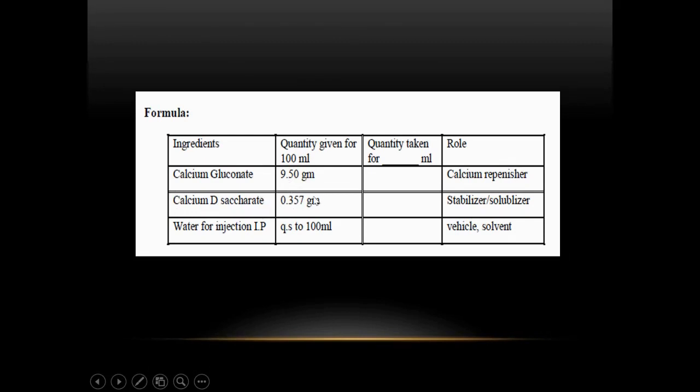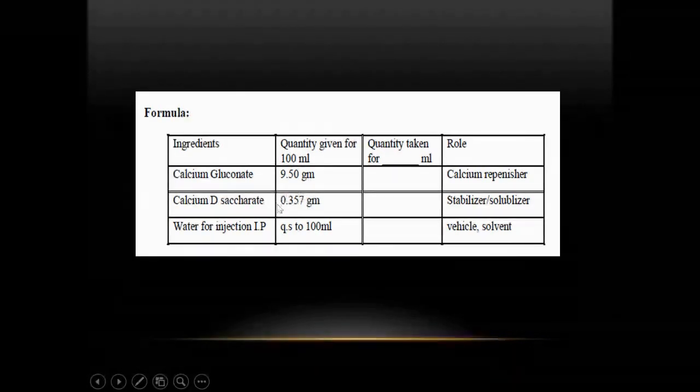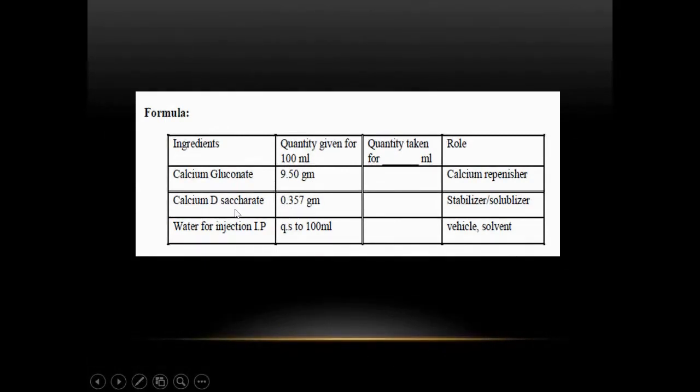Now you might be thinking that the quantity should be 0.5 gram. If 9.5 gram is given for calcium gluconate, then there must be 0.5 gram of calcium disaccharide. But if you look at the factor in the Indian Pharmacopoeia, 0.5 gram of calcium gluconate is equivalent to 0.357 gram of calcium disaccharide. So instead of 0.5 gram, we are writing 0.357 gram, because this 0.357 gram is equivalent to 0.5 gram of calcium gluconate. Again, this is a favorite question.